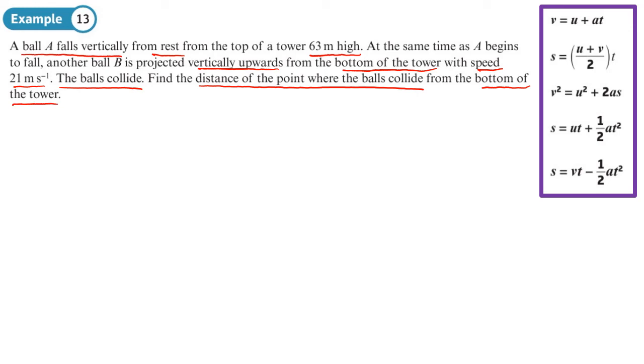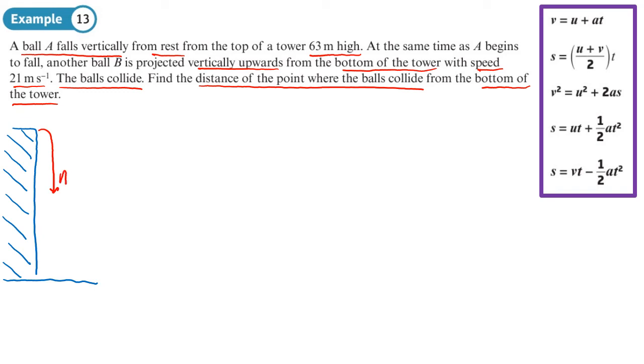So let's draw our tower first. Maybe something like this. Here's the ground, there's my tower. Looks just like the bookcase. And we have our ball A going down. Okay, so this is going to be the path of A.